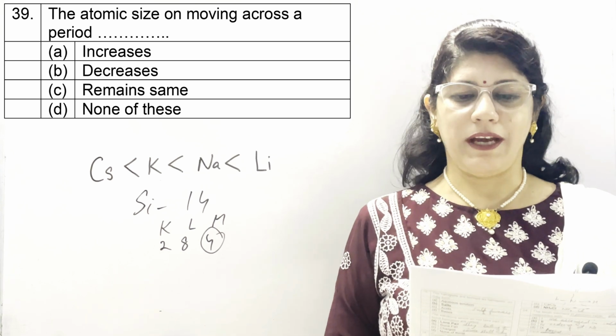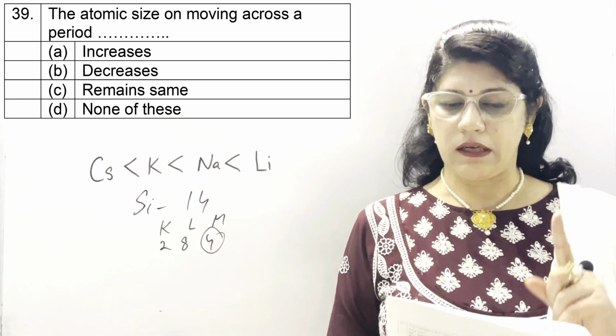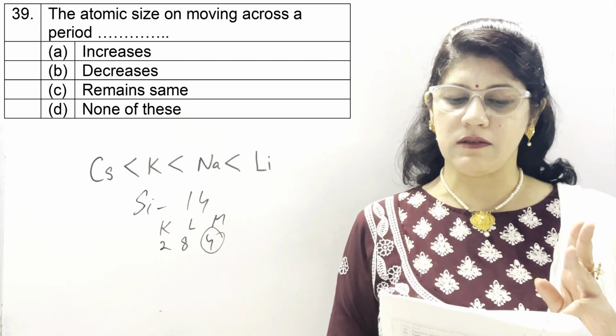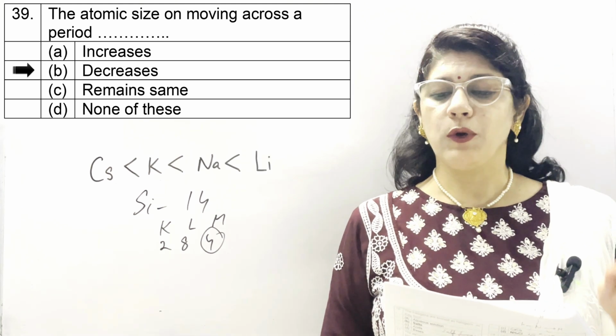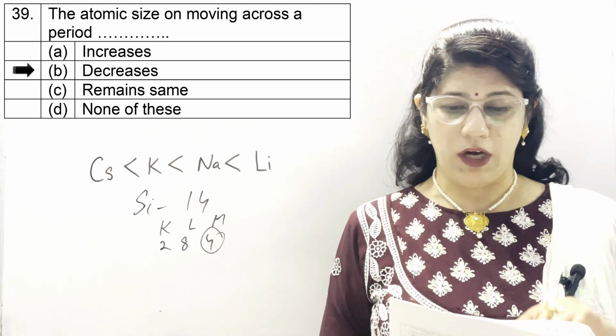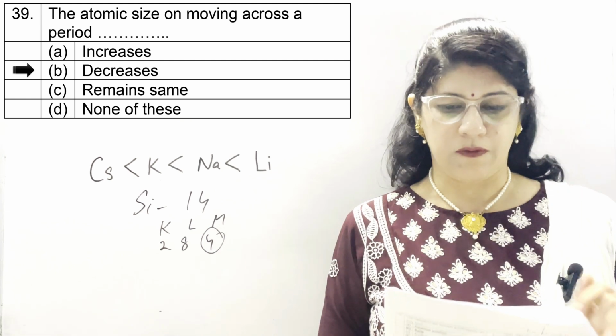In question number 39, the atomic size on moving across a period. Option A increases, B decreases, C remains same and D none of these. So correct option is decreases. Due to increase in effective nuclear charge, atomic size on moving across a period decreases.